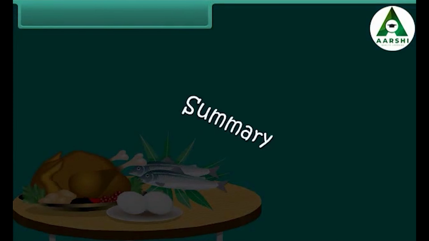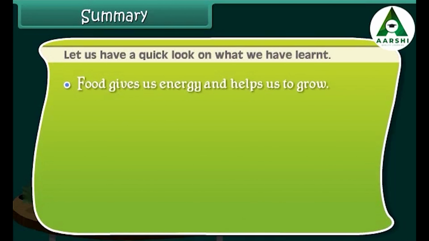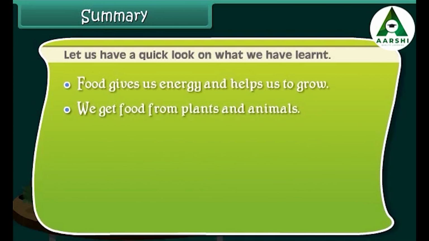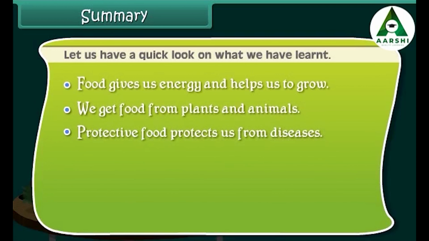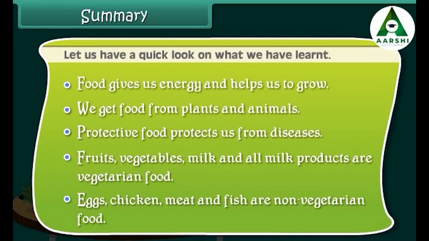Summary. Let us have a quick look at what we have learnt. Food gives us energy and helps us to grow. We get food from plants and animals. Protective food protects us from diseases. Fruits, vegetables, milk, and all milk products are vegetarian food. Eggs, chicken, meat, and fish are non-vegetarian food.